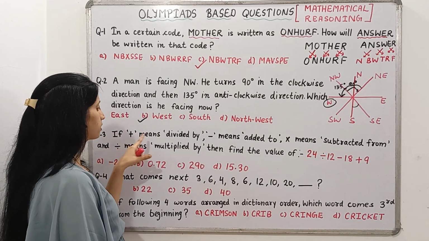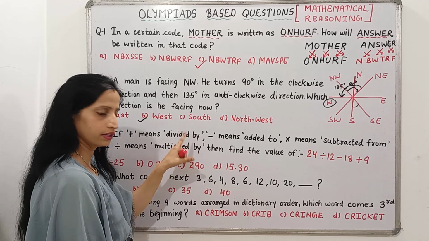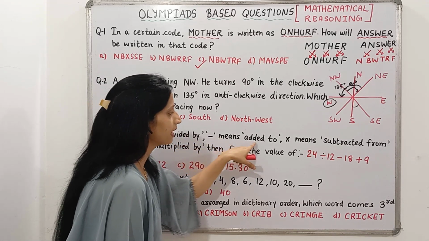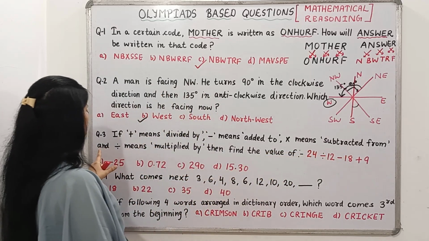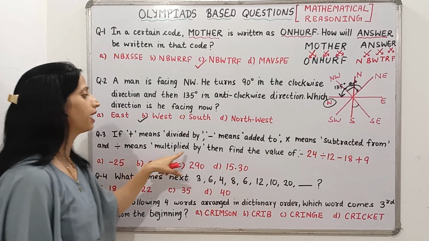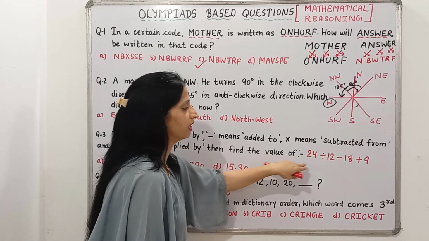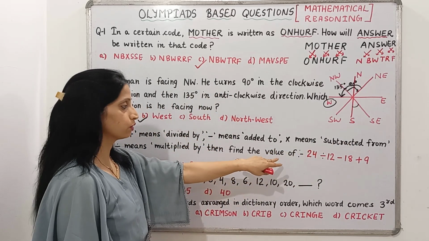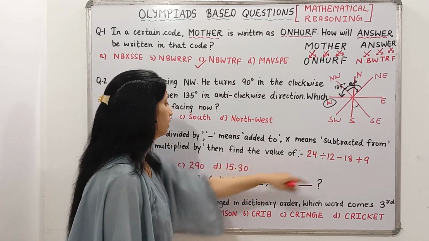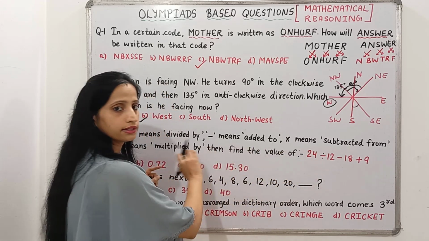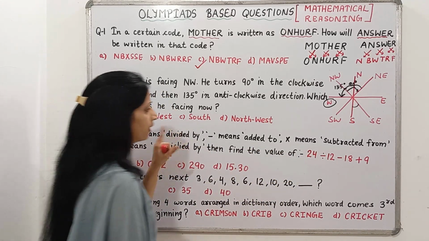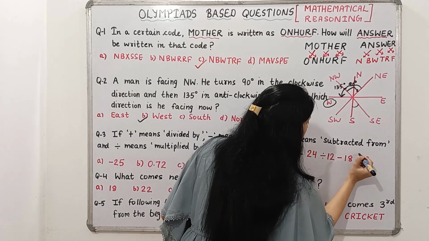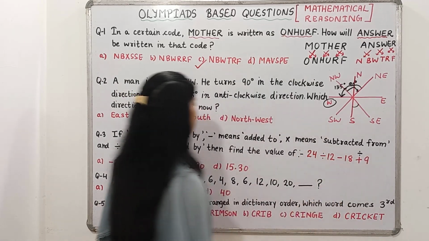If plus means divided by, minus means added to, multiplication means subtracted from, and division means multiplied by, then we have to find the value of this given. So what we will do? Firstly, we will just change the sign as it is given in the question. In place of plus, we have to put divided by. So this is plus. I am putting the symbol of division here.